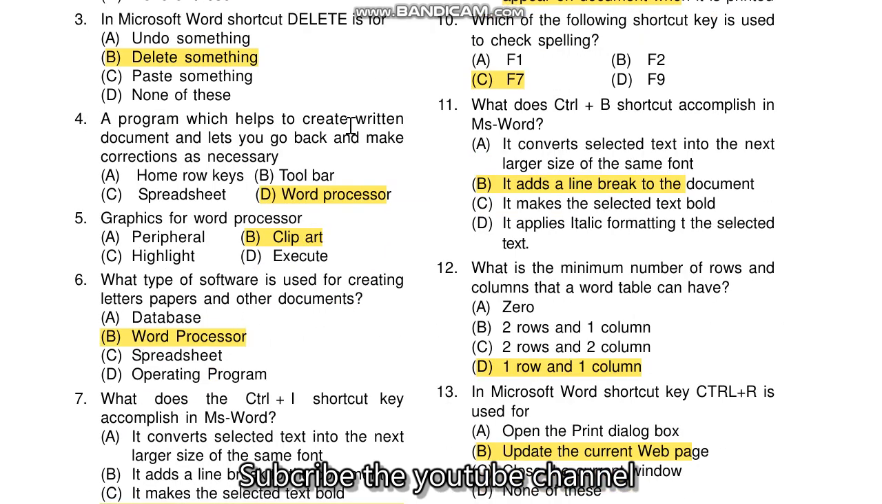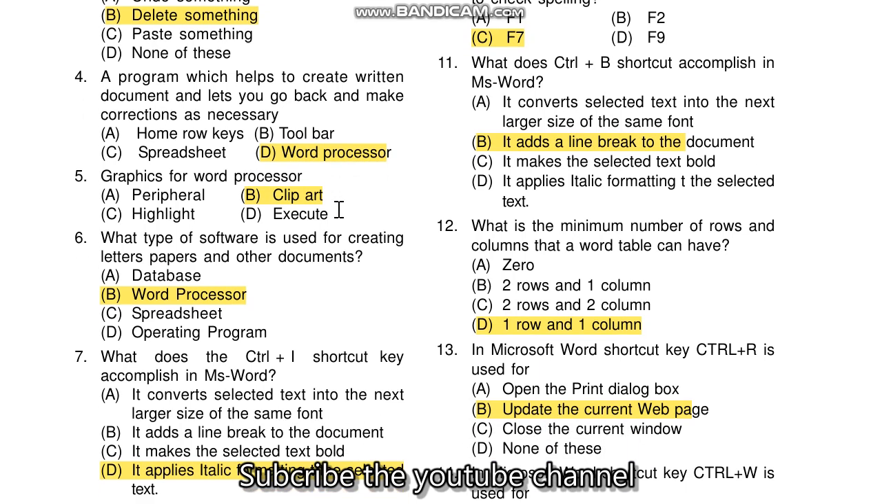Question number 4: a program which helps to create a written document and lets you go back and make corrections as necessary. Correct answer is D, word processor.